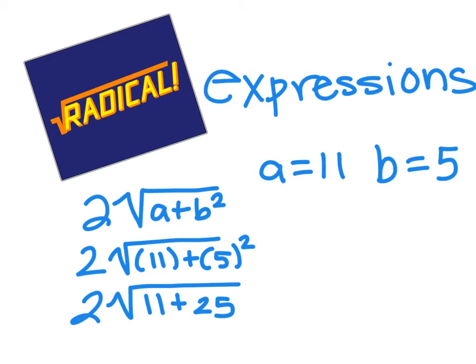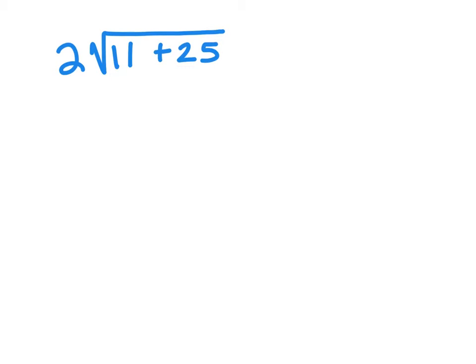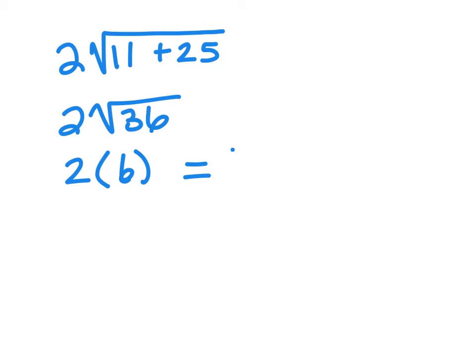Let's move to a clean page here. So again, here's our 2 times the square root of 11 plus 25, which gives us 2 times the square root of 36, which is 2 times 6, giving us a final answer of 12. See, I told you that was fun.